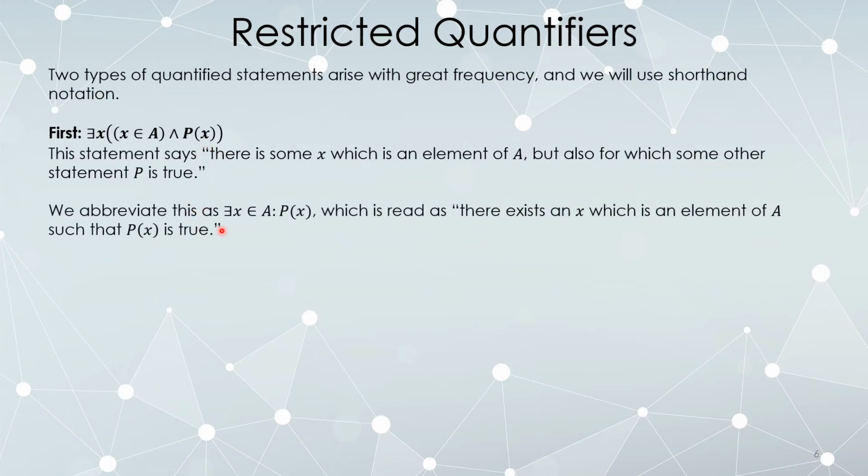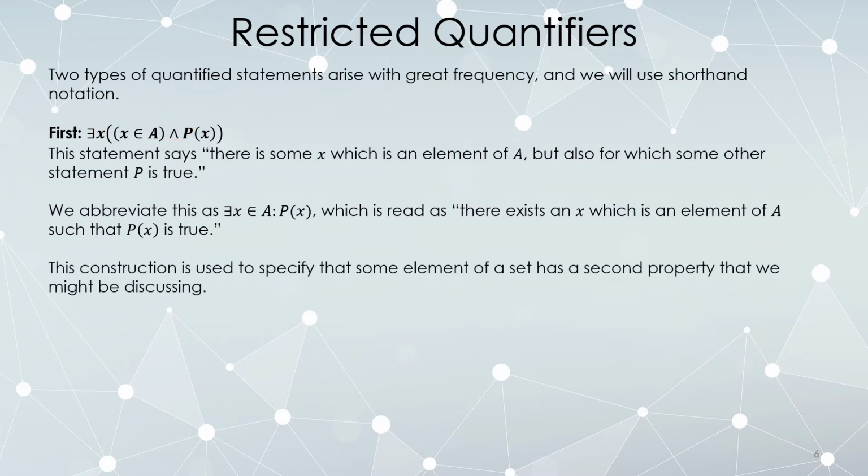And what we do is we abbreviate it like this: there is an x in A for which some particular statement is true. There is an x which is an element of A such that P of x is true. And notice that's really what we set up here: there is an x which is in A and P of x is true. Now we're massaging our notation a little bit. This is just a very common way of writing it, but it really is shorthand for all of this up here. We're going to use this commonly to say there is an element of a set for which some other thing is true.